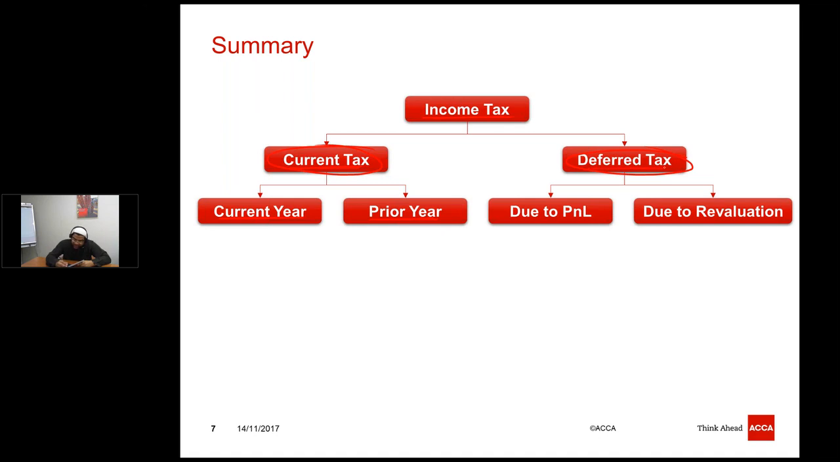And in the deferred tax, the movement is either taken to P&L or the movement is taken to revaluation reserve. So in total, you have to remember 4 types of accounting in IAS 12. How to treat current tax current year, how to treat current tax prior year, how to treat deferred tax which is due to P&L, how to treat deferred tax which is due to revaluation reserve. So there are total 4 types of tax accountings that you should be aware of.